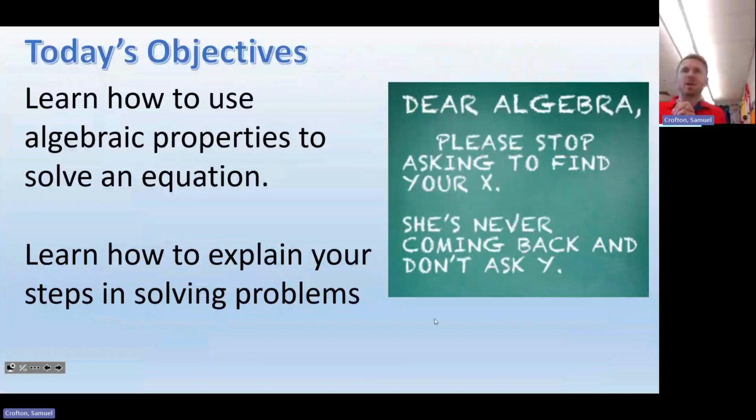Today we are going to do section 2.4 in geometry, which is all about algebraic proofs. So what we're going to do is learn how to use algebraic properties to solve an equation. We're going to learn how to explain our steps. So that's the important part, is the explanation.